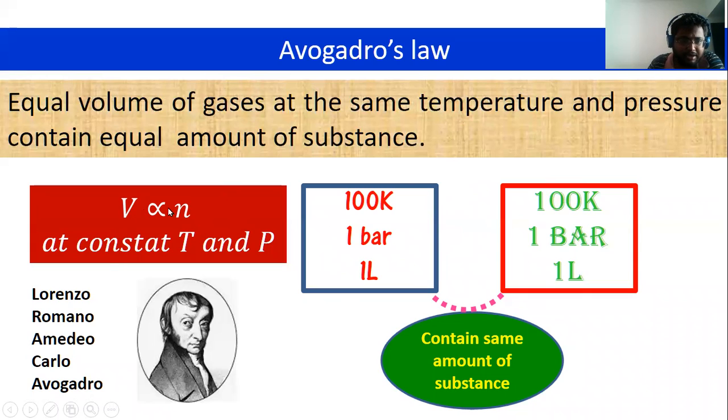Mathematically, you can also write V directly proportional to n. If you fix the temperature and pressure constant, the volume will depend on how much amount you take. More amount, more volume; less amount, less volume. So this is pretty simple. But we're talking about the 1600s, 1700s. At that time, no concept, no instrument, doing anything was very difficult. This is a picture of the scientist Avogadro, and you can see his full name. It is quite long: Lorenzo Romano Amedeo Carlo Avogadro. Everything ends with O.